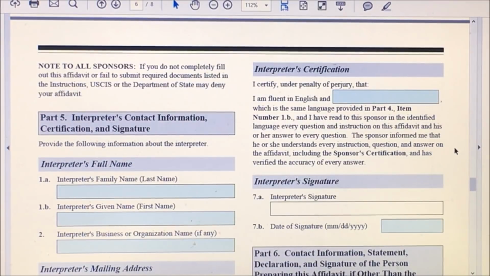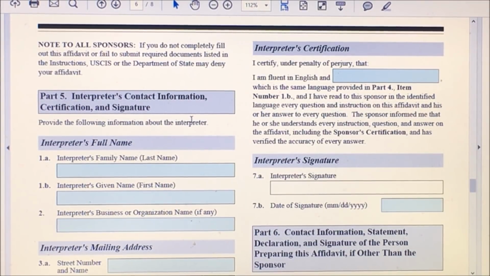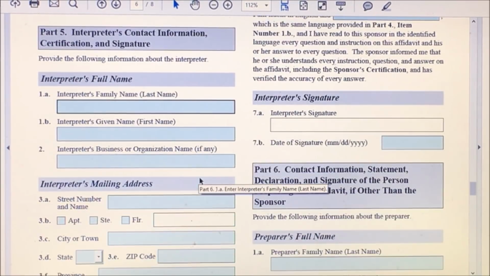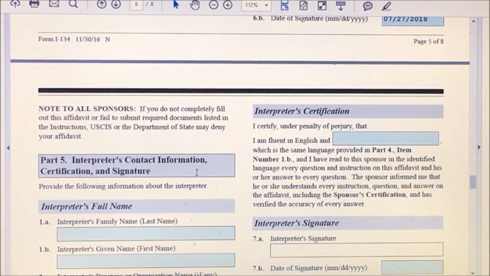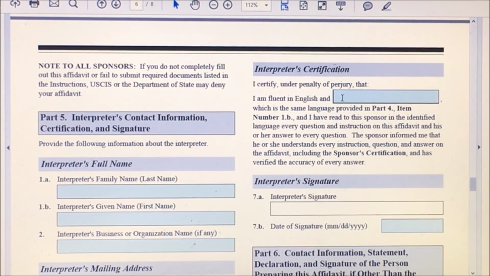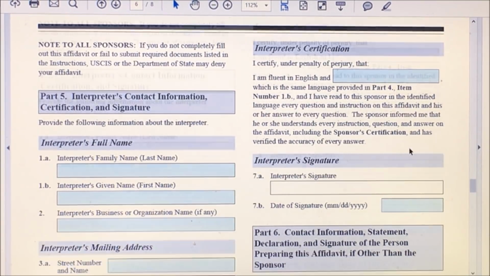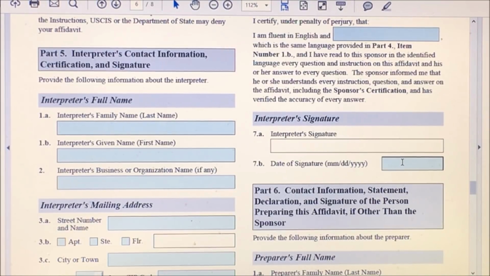Okay, so interpreter's contact information, certification, and signature. So if someone interpreted the form for you, he or she should fill in these details. This can be an attorney or any other person. Okay, just fill this out, the interpreter. Then the sign, I am fluent in English, and so signature in here, and then the date.